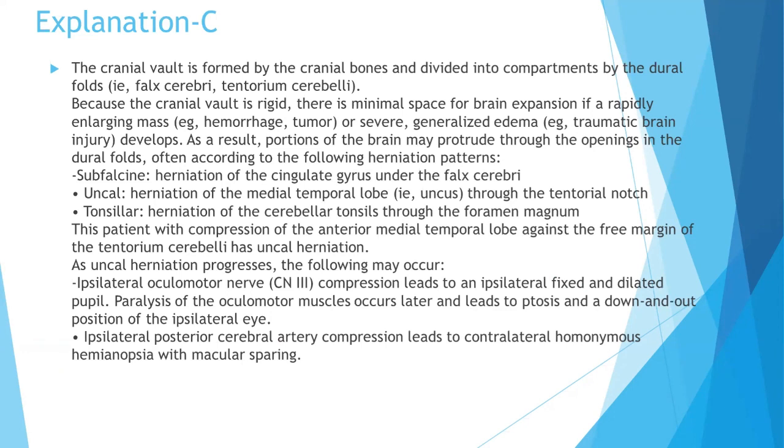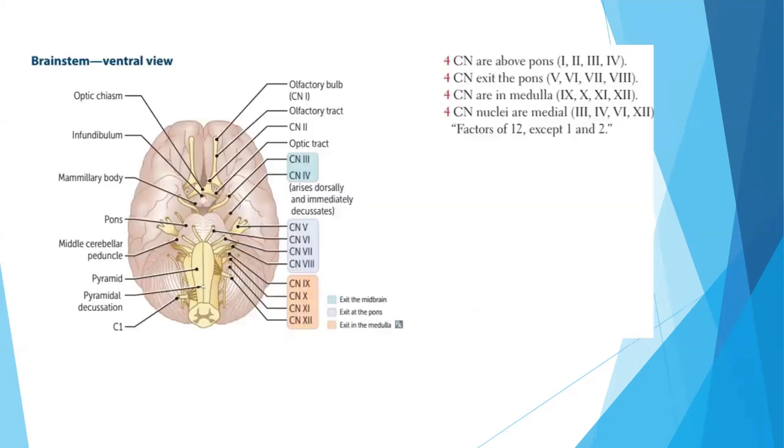This patient with compression of the anterior medial temporal lobe against the free margin of the tentorium cerebelli has uncal herniation. Now, as uncal herniation progresses, the following changes may occur. Ipsilateral oculomotor nerve compression leads to an ipsilateral fixed and dilated pupil. Paralysis of the oculomotor muscles occurs later and leads to ptosis and a down and out position of the ipsilateral eye. Ipsilateral posterior cerebral artery compression leads to contralateral homonymous hemianopsia with macular sparing.